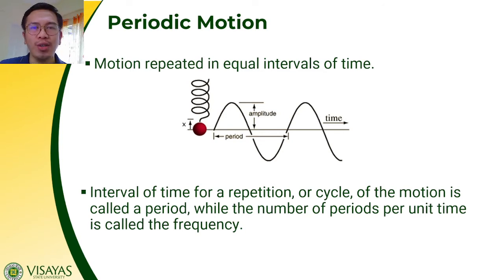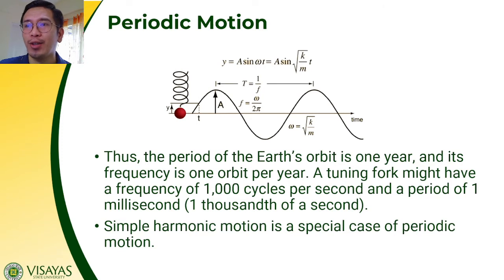From the definition, we know that period is written in the symbol capital T. Period is just the reciprocal of frequency. With that relationship between period and frequency, we can deduce that the period of the Earth's orbit is 1 year, and its frequency is 1 orbit per year.